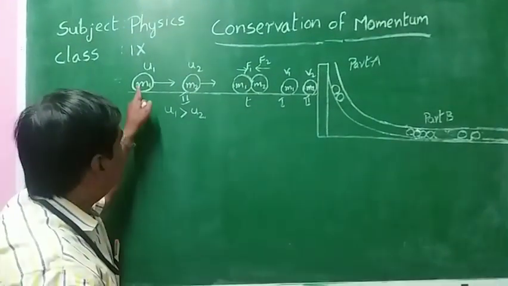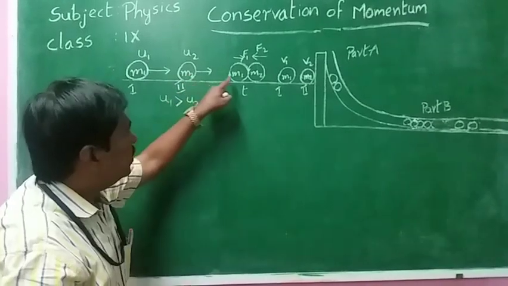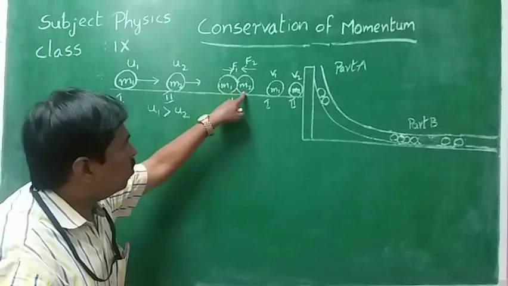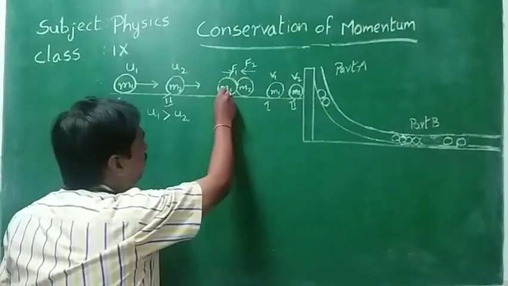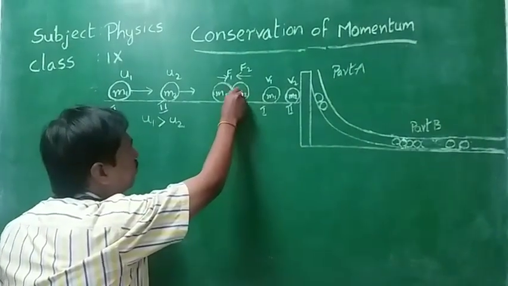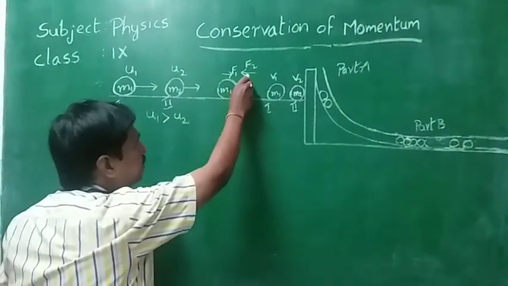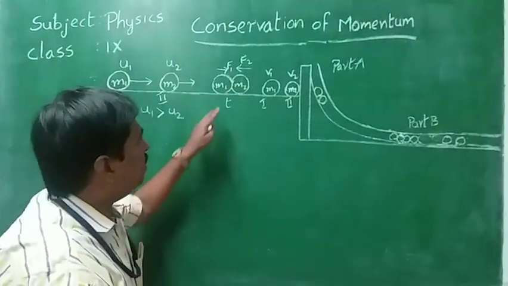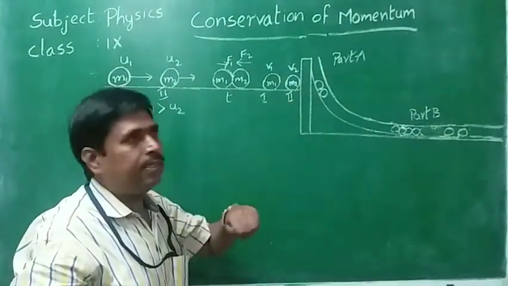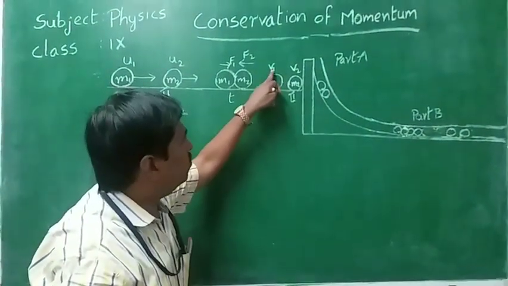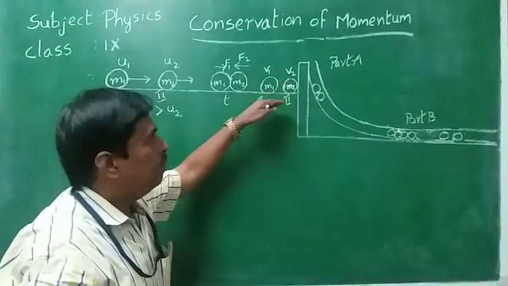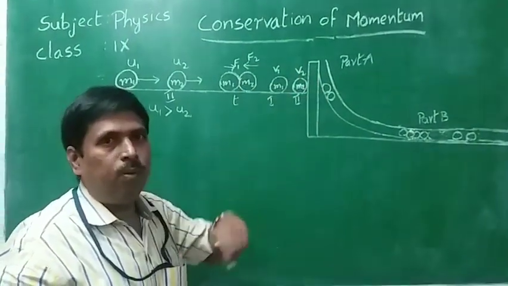So what happens? The first marble will come and collide with the second marble for a period of time t. Whenever they collide, the first marble applies a force F1 on the second marble, and the second marble applies a reaction force F2 on the first marble. After this collision, the marbles separate and move with different velocities. The first marble moves with velocity v1 and the second marble moves with velocity v2. From this we can prove the conservation of momentum.